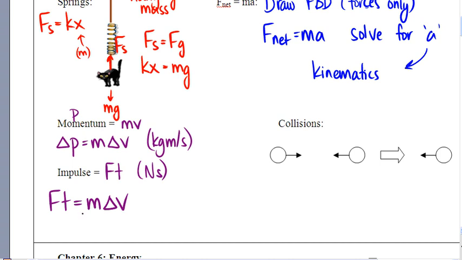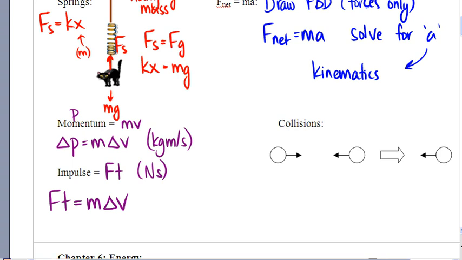That means if you're asked to find change of momentum, you can go with the change of momentum side, or you can cheat and go with the impulse side. If you're asked to find the impulse, you can use F times t, or maybe you're given masses and velocities, you can cheat and use the right-hand side of the equation. Just remember, if you're looking for momentum, stick with the units of kilogram meters per second, regardless of which side you use, and the same for impulse. Stick with units of Newton seconds.